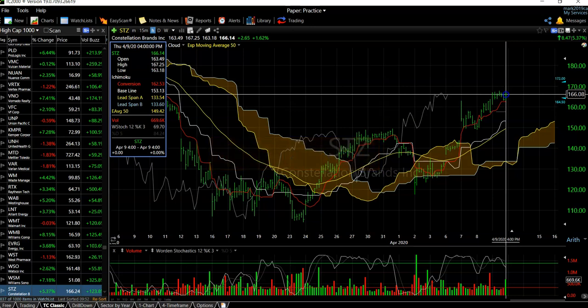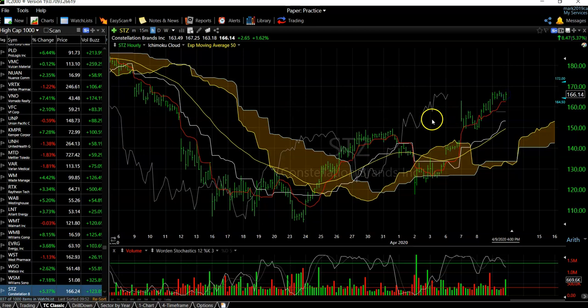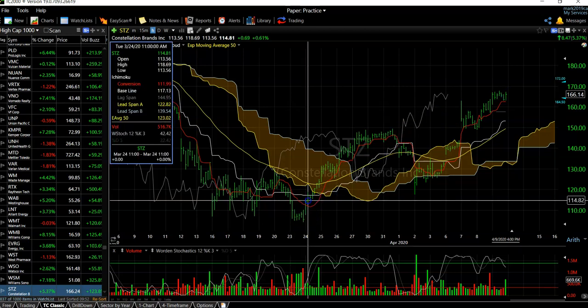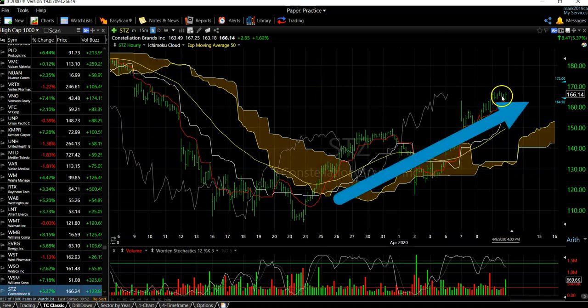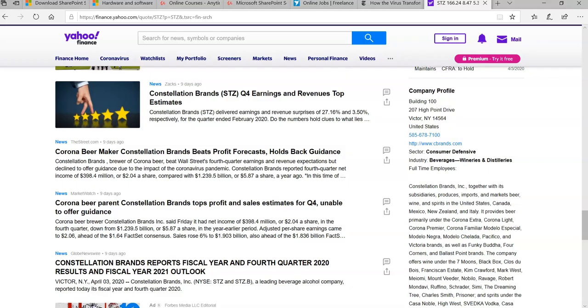So the stock went from $128 to $166. Now this is just the technical chart. This is just the way that you would see it on the chart. But if you are an avid follower of any particular stock, you also need to give some thought to the news. What's happening here? Just an example here.